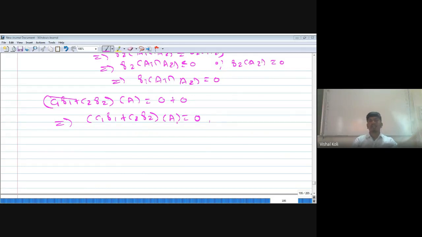Now it remains to check whether A union B equals X and A intersection B equals phi.